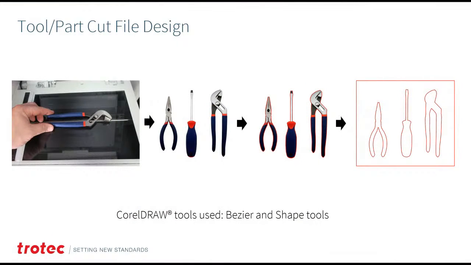Here's another way to do an offset or an outline. This is a very, very popular application, and it doesn't matter if you're doing an award plaque or a cut outline. How do you create an outline of an object? I run into this all the time.